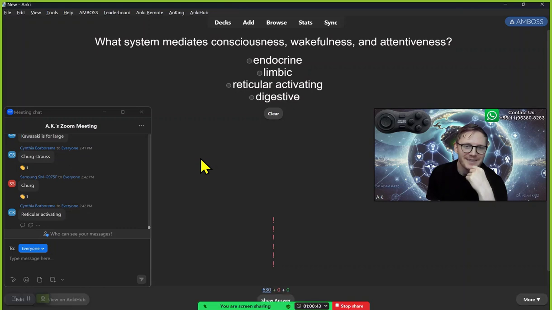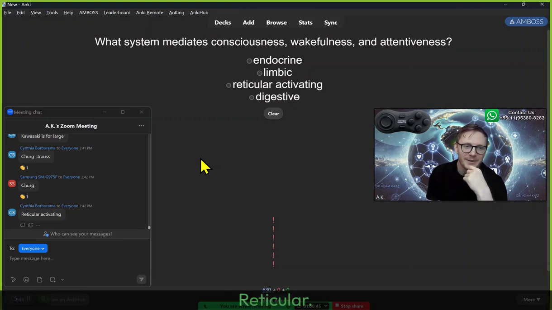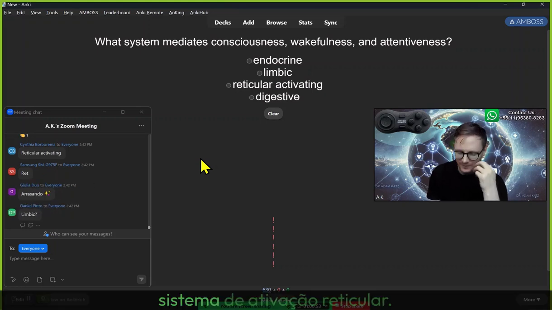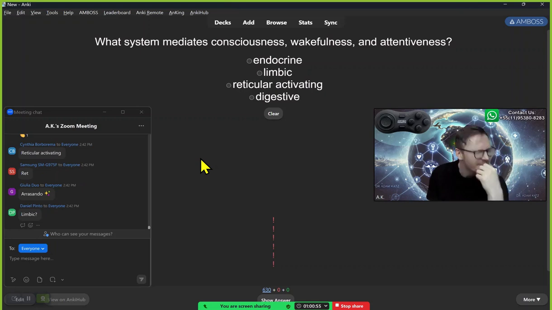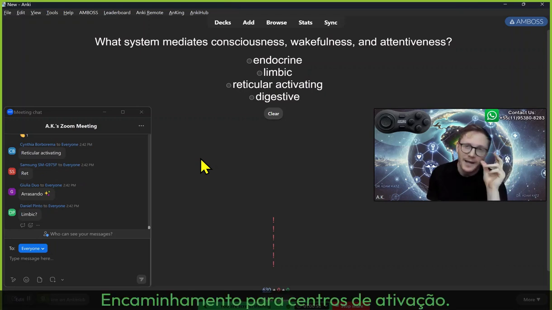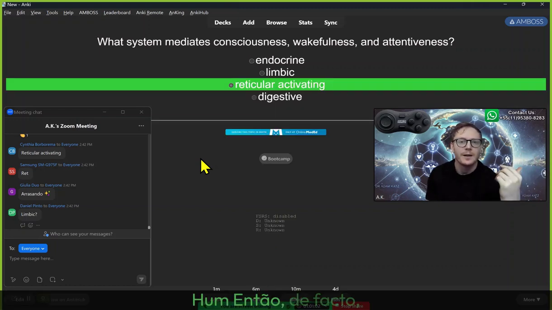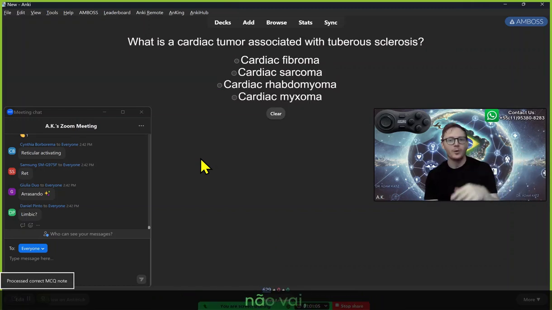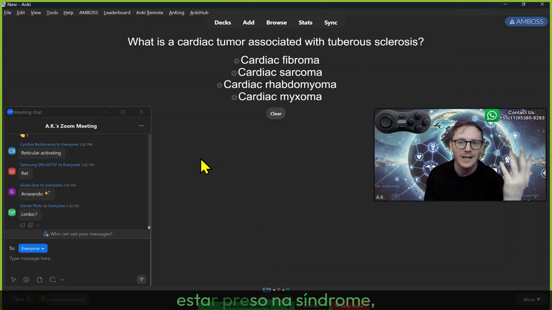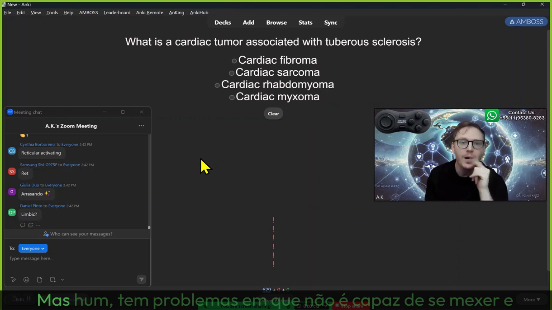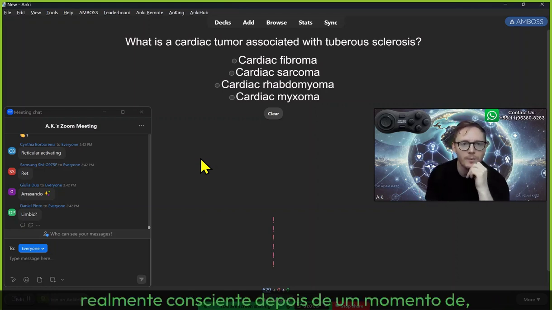Wakefulness and attentiveness. Exactly. Reticular. So I always call it the reticular activation system, the reticular activation center, because this had to do with wakefulness, waking up from sleep. If you have trouble in that area, you might have locked-in syndrome, which has to do with central pontine, right? You have problems where you're not able to move and you're actually conscious after a period of sleep.